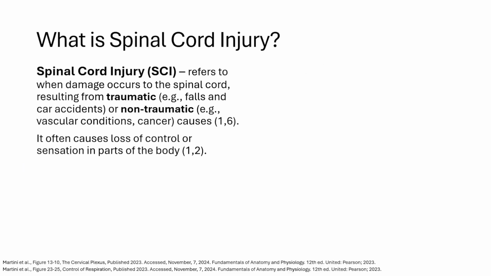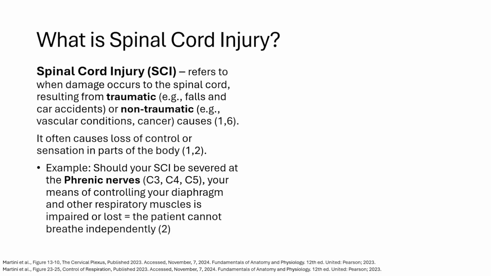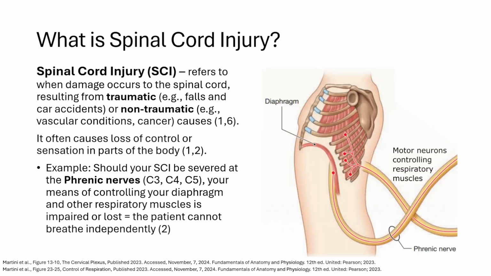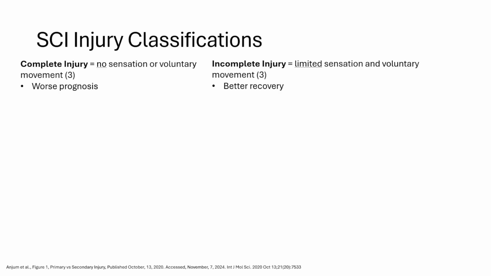So spinal cord injury refers to when you damage your spinal cord, either from traumatic causes, such as car accidents, or non-traumatic causes, such as cancers. So it often results in loss of control or sensation in parts of your body. So for example, your phrenic nerves, which control your diaphragm, if they're cut, your ability to breathe is impaired or lost.